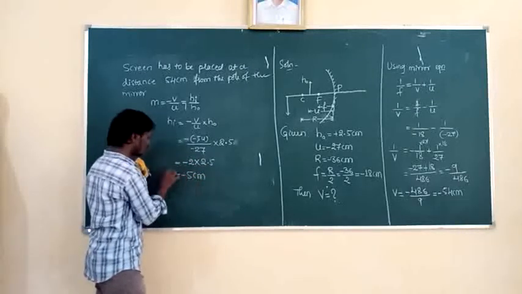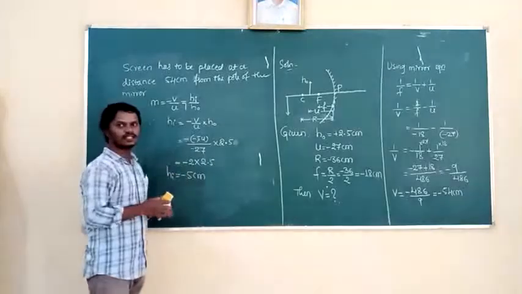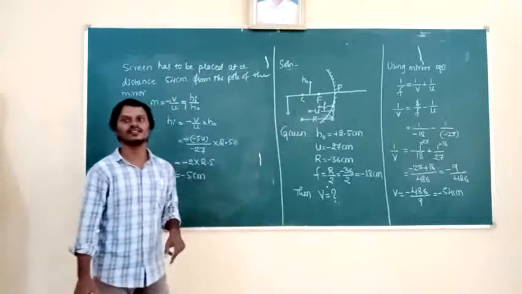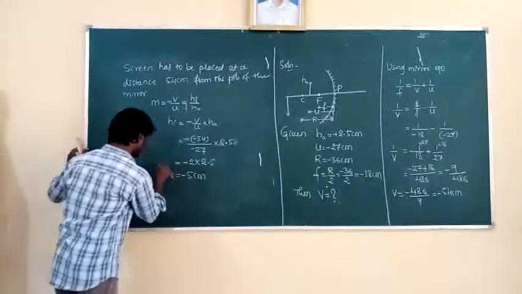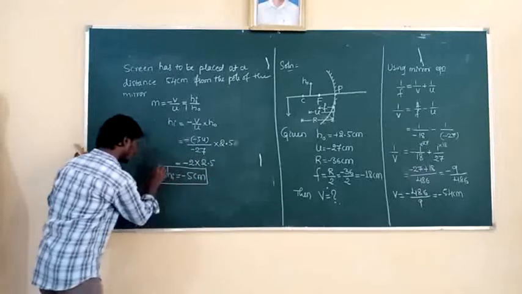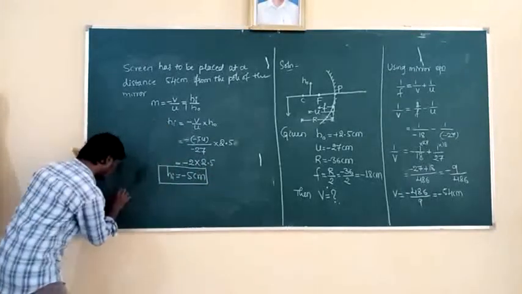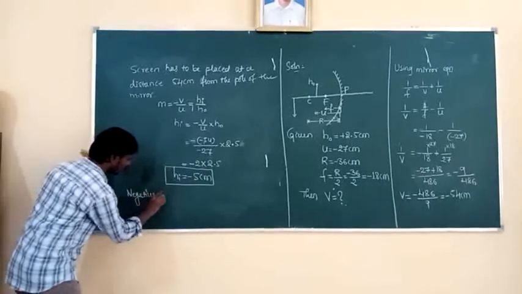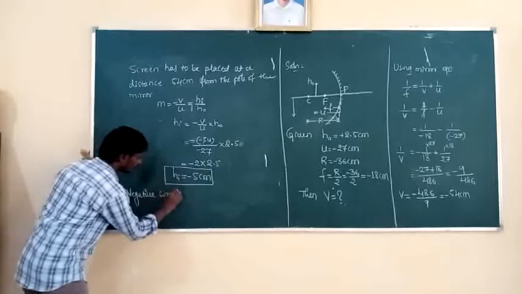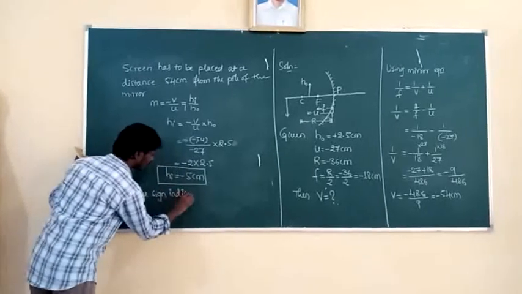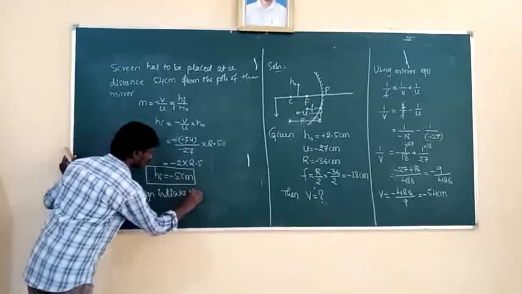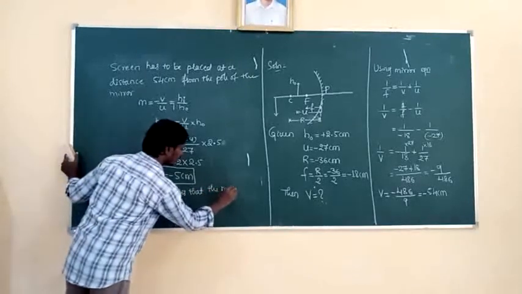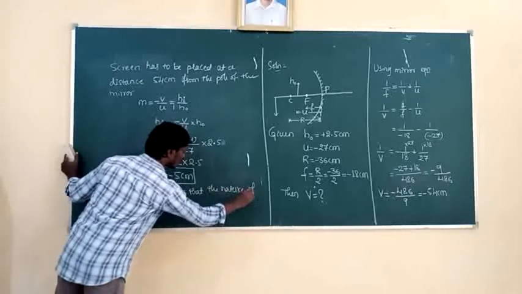So what does the negative sign indicate here? The negative sign indicates that the image is inverted. If the image is inverted, then it is real. Okay. So negative sign indicates that the nature of the image is real and inverted.